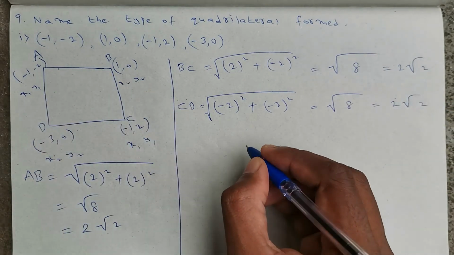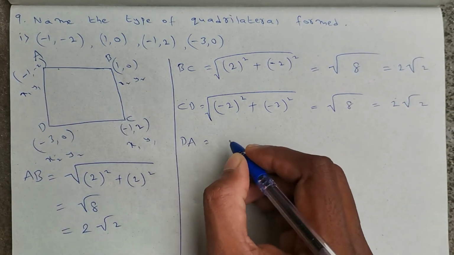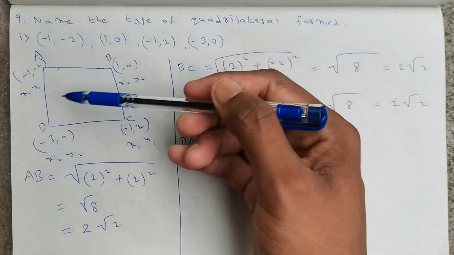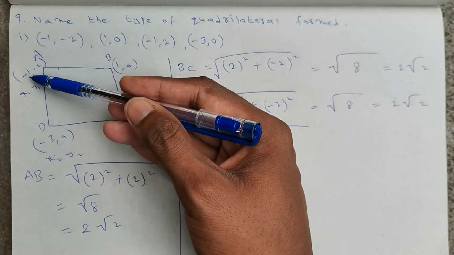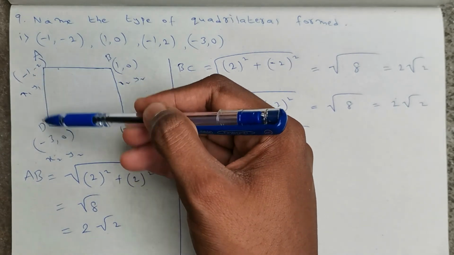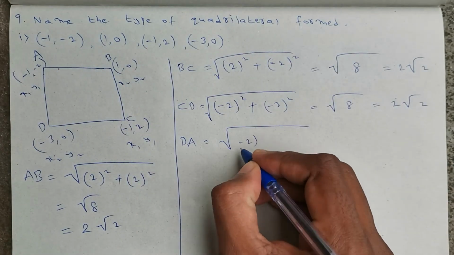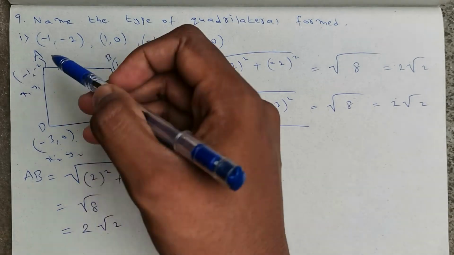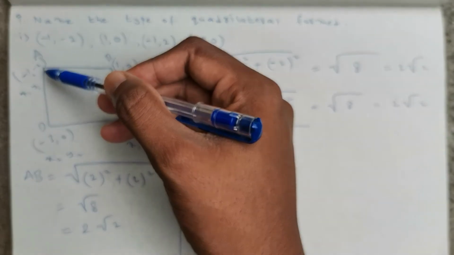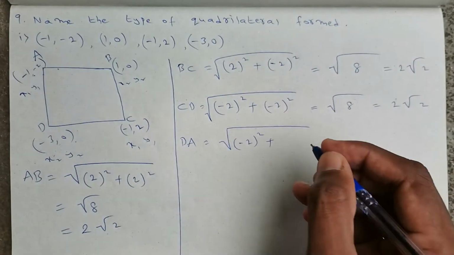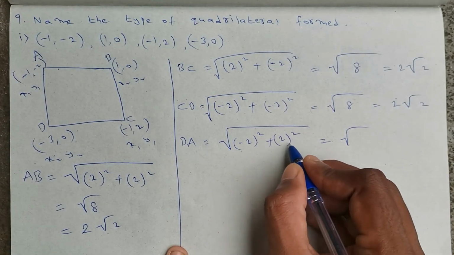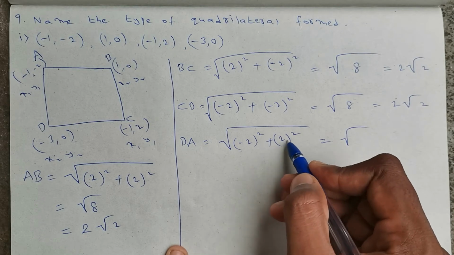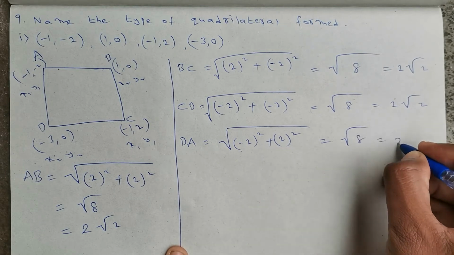Next, I am going to find DA, otherwise AD distance. x2, y2, x1, y1. x2 minus x1, -3. This is already -1, so it will become +1. -3 plus 1, minus 2 whole square. 0. This is already -2, so it will become minus of -2 plus 2. 0 plus 2, 2 square, which is nothing but root 2 square 4, sorry, -2 square 4, 2 square 4, 4 plus 4, 8 is equals to 2 root 2.